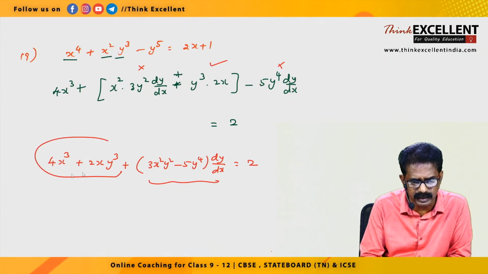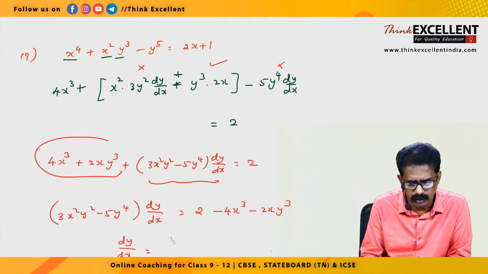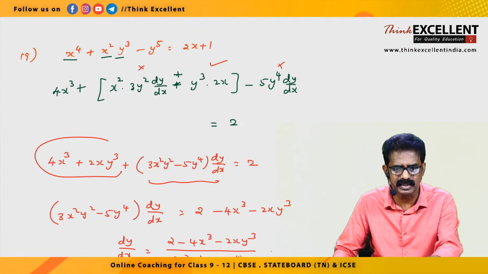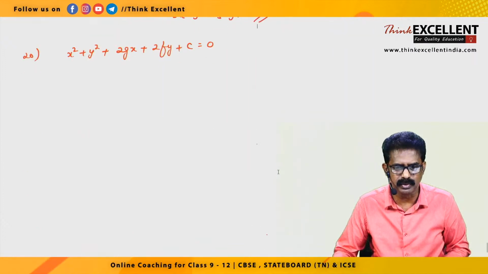Take all these to the right side, everything becomes minus. So 3x square y square minus 5y raised to 4 into dy by dx is 2 minus 4x cube minus 2xy cube. So the last step: dy by dx is 2 minus 4x cube minus 2xy cube divided by 3x square y square minus 5y raised to 4. So the main thing is differentiation, which is over with our first step. The remaining is all calculation.